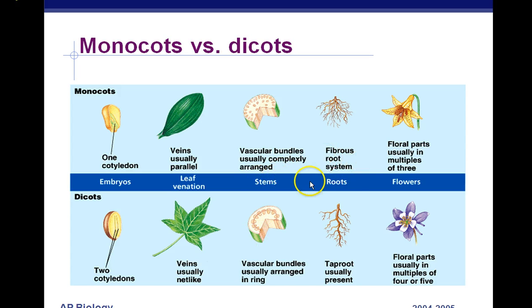Monocots tend to have a fibrous root system. Think corn or grass. Tap roots are usually present in a dicot. Think like a carrot. That would be a great example of a dicot. This one's the hardest one to remember: floral parts are usually in multiples of 3 for monocots, and dicots have multiples of 4 or 5. But especially remember these veins, the seed leaves, and the root system. I'll probably give you 2 or 3 clues in a question, and you'll have to figure out if it's a monocot or dicot.